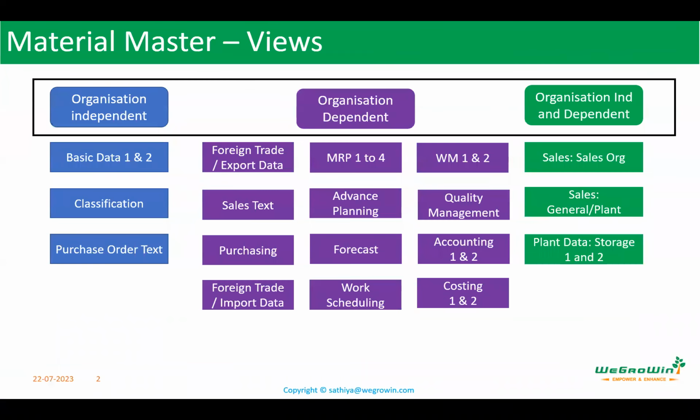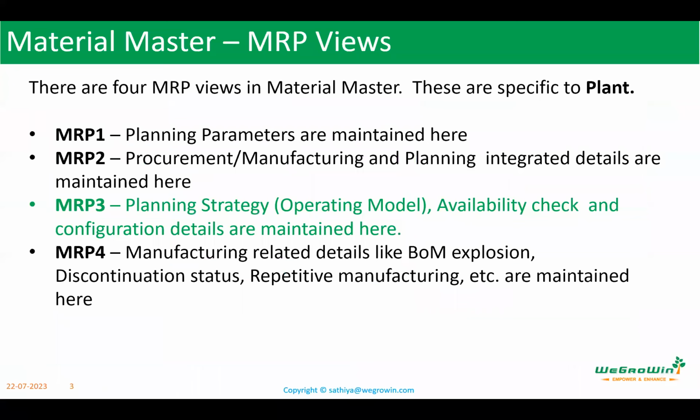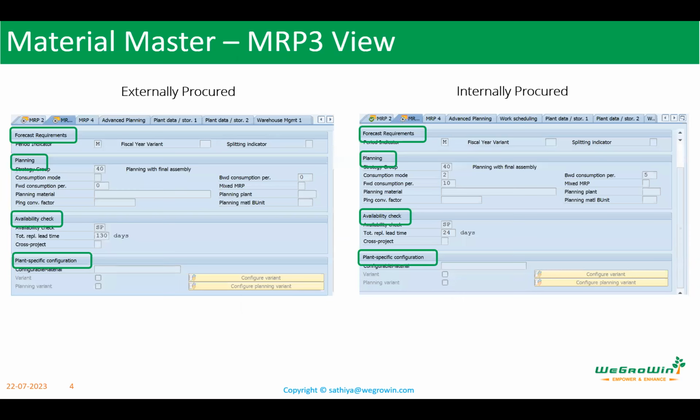MRP3 view. Again, we discussed that MRP 1, 2, 3, 4 are the organization dependent views. MRP1 is the planning related parameters. MRP2 is related to procurement, manufacturing related and integration with the planning. And MRP3 is the planning strategy, availability check, and the product configuration. These things are involved.